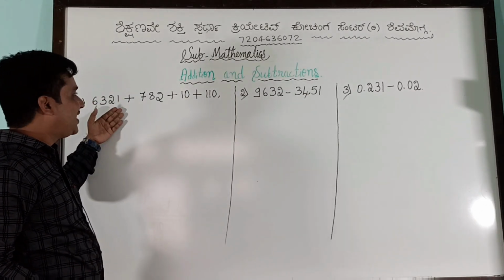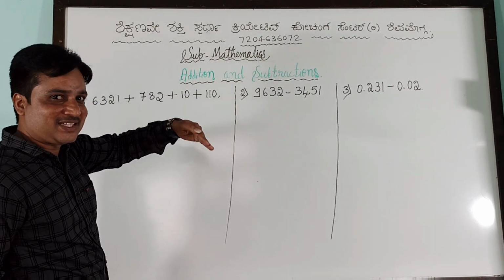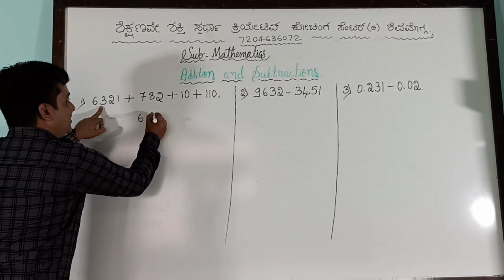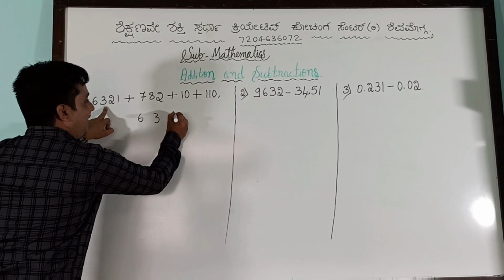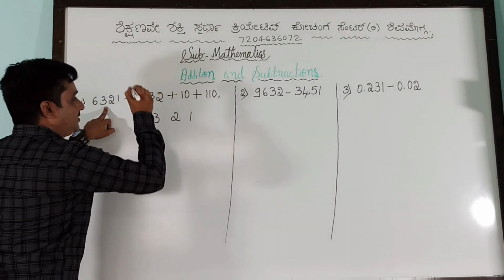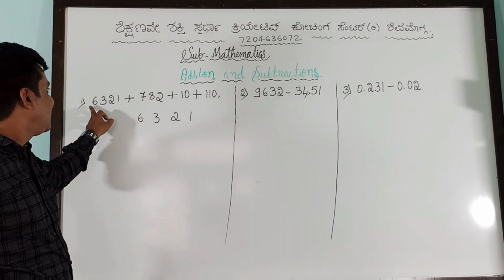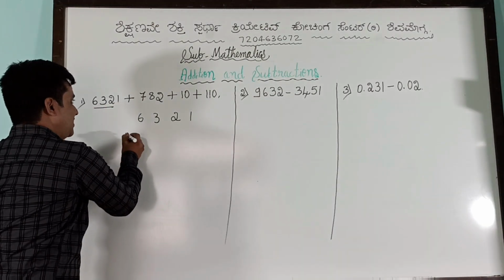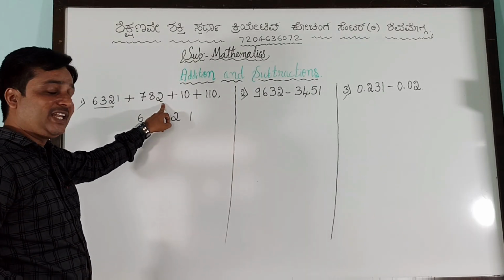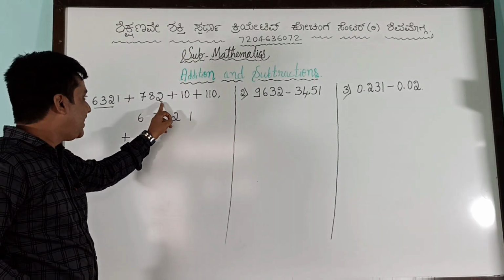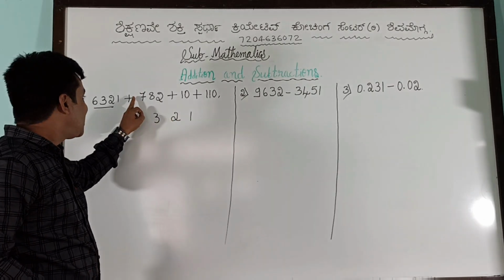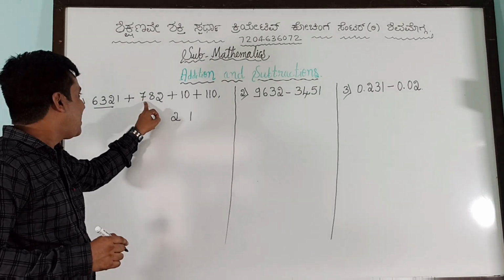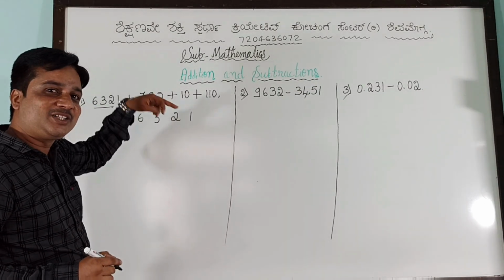So first let's write the numbers according to their place. Now let's write this one. What have they given? 6,321. So we have written the first number. Okay, this is over. Next, plus is there. Write down plus. How much? 782. 782 is there. Here the 1000 place number is not there. That we have to understand. So first we have to write the numbers according to their place.